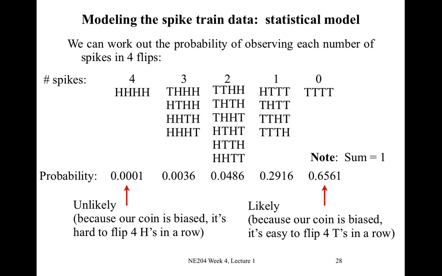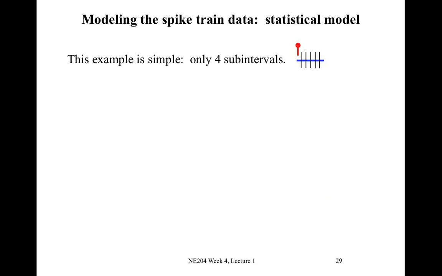So one other thing to note, if we sum up all of these probabilities, so the probability of 4 H's, 3 H's, 2 H's, 1 H, 0 H's, their sum is 1. And that has to be the case because it's 100% certain that if we flip a coin 4 times, we're going to get one of these sequences. There are no other possible sequences we can get. So the sum of these probabilities must be 1. We've listed all possible outcomes here of 4 coin flips.